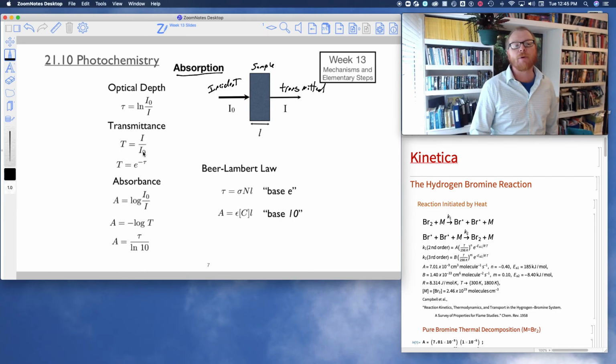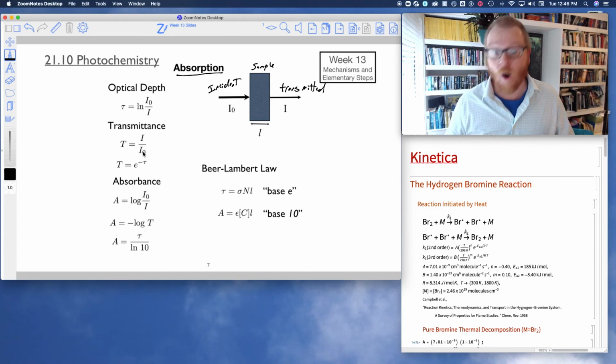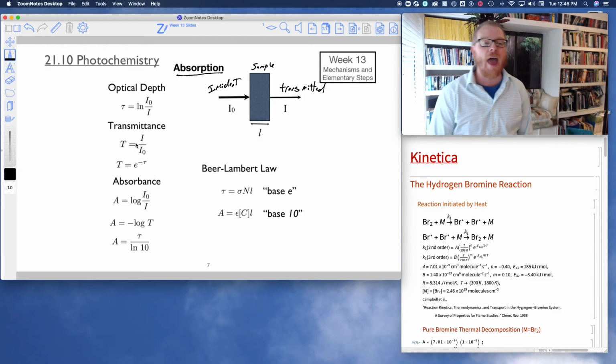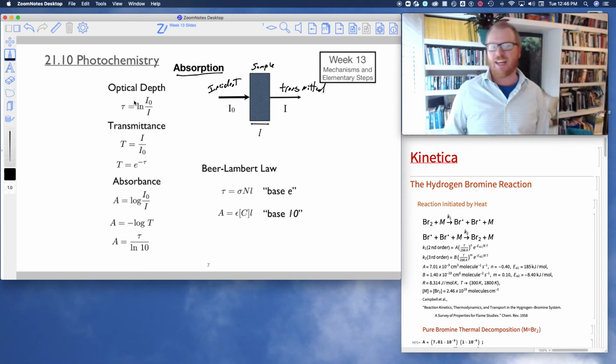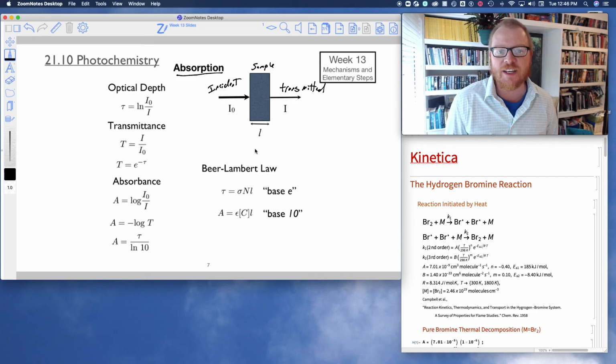Which will be a number less than 1. In the event that there's no absorbing sample, I over I naught is the same and transmittance is 1.0. Often we talk about it in terms of percent transmittance, where we multiply that by 100 to make a percentage. Similarly, we could talk about transmittance in terms of the optical depth, and that becomes e to the negative tau. That negative will flip the sign, so it is what you're used to seeing, the transmitted beam divided by the incident beam.